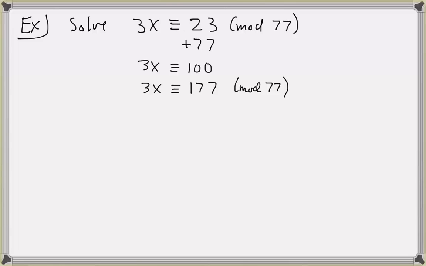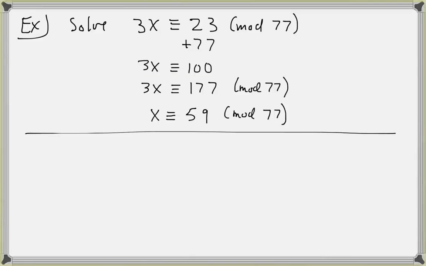If you notice, if you add the digits 1 plus 7 plus 7, you get 15, which is a multiple of 3. So we can tell that it's divisible by 3. So now I'm going to cancel a common factor of 3, and I see that x is congruent to 59 mod 77. Here again, I could cancel a common factor of 3 because 3 is relatively prime to 77. So that's one way to solve this congruence.